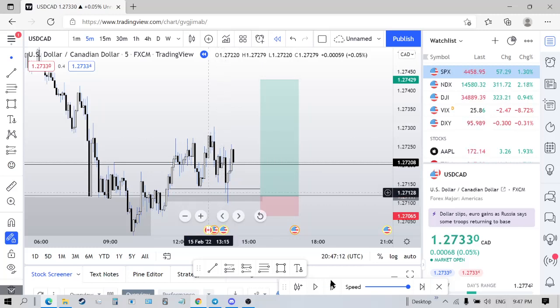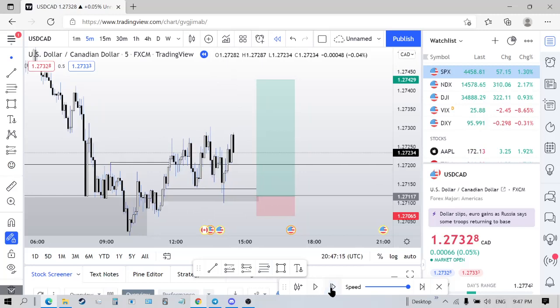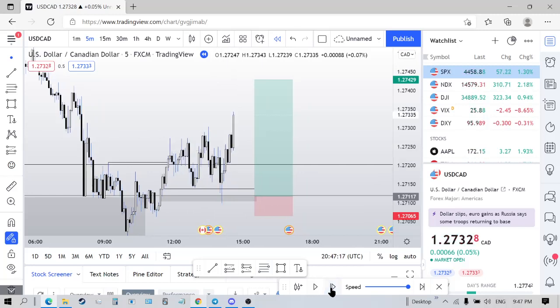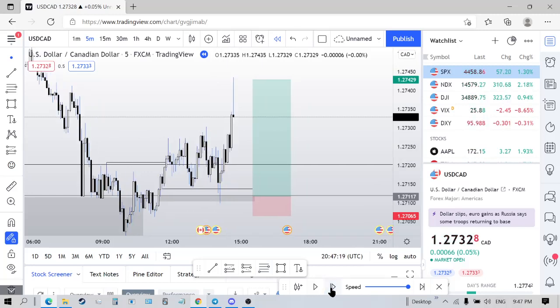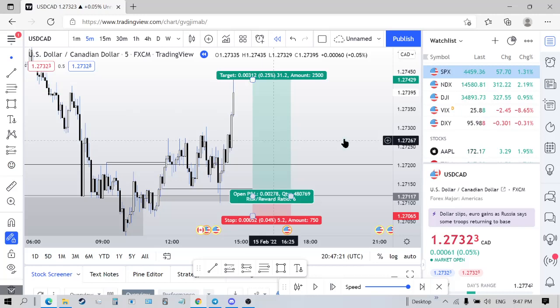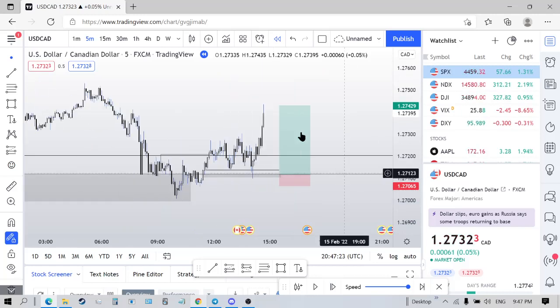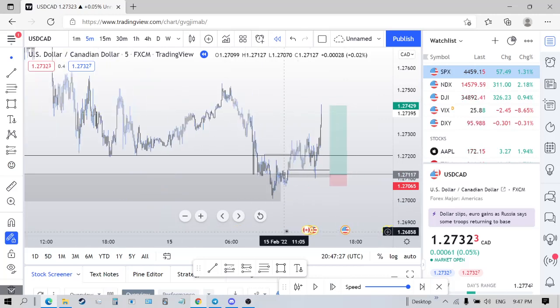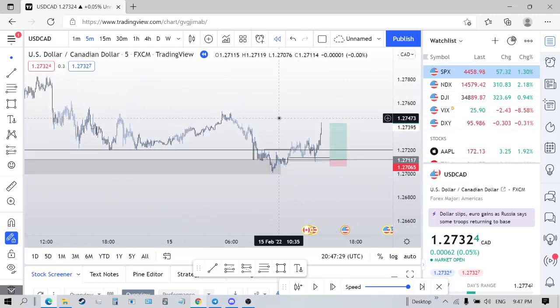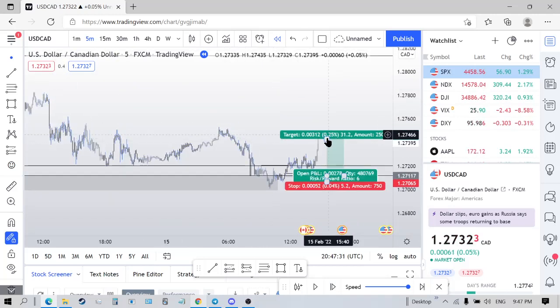All right, so let's keep it going. You get that displacement. Beautiful. I partialed here and left a partial, like 90% of my position, and left a 10% runner to get all the way to these highs up here.